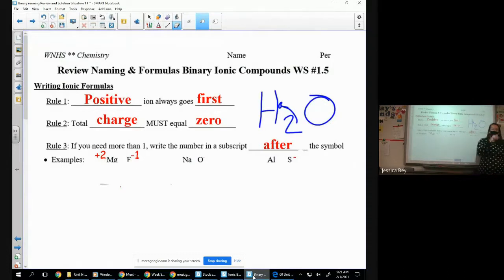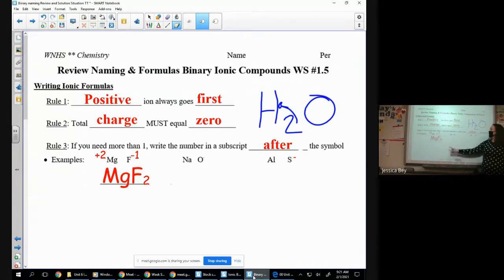Does +2 - 1 = 0? No. So if I'm writing this MgF, that would be wrong because that is not neutral. How many fluorines do I need to get to -2? I need 2 of them. So basically the numbers have to be equal. So if I have +2, I need 2 of the -1s to get neutral.